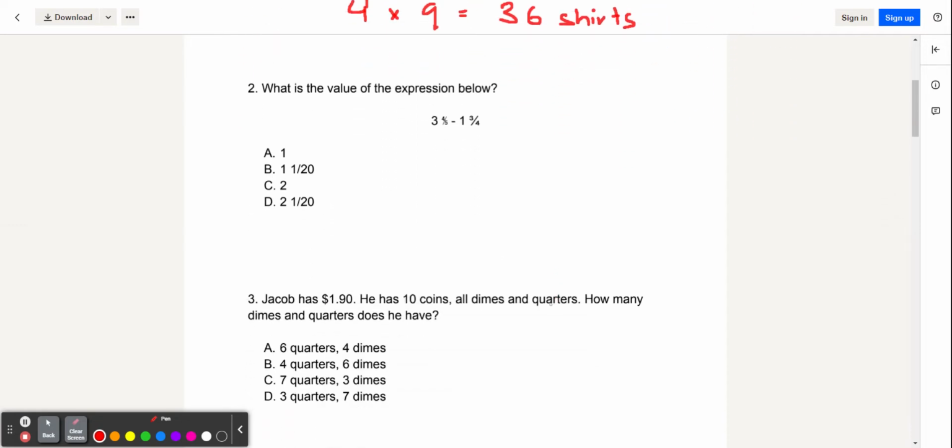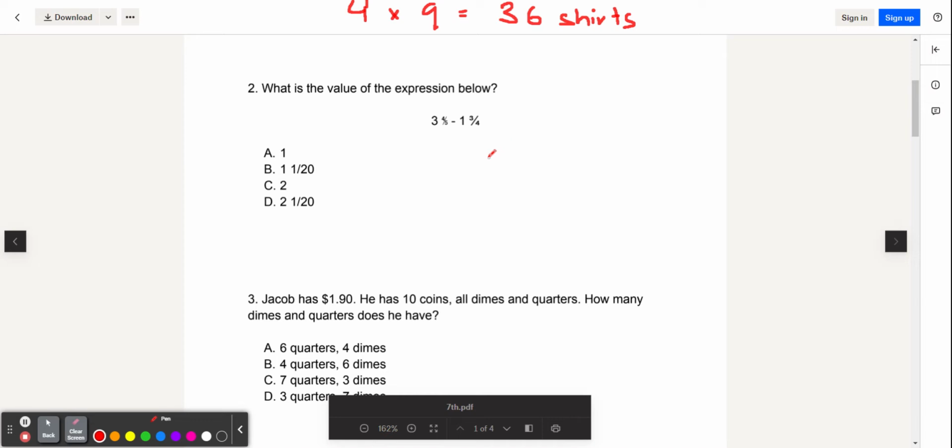Now, what is the value of the expression below? Basically, we're going to be evaluating this. We have 2 mixed numbers, and we want to convert those to improper fractions first. So 3 wholes is 15 fifths. 3 times 5 is 15, plus 4.